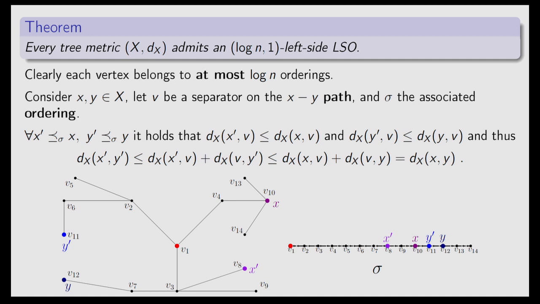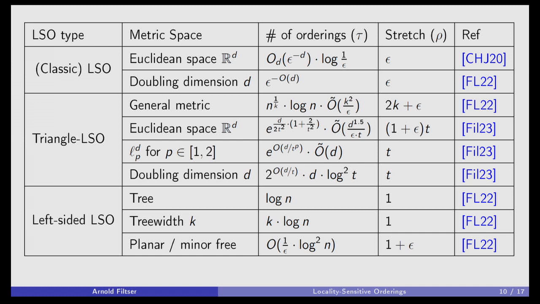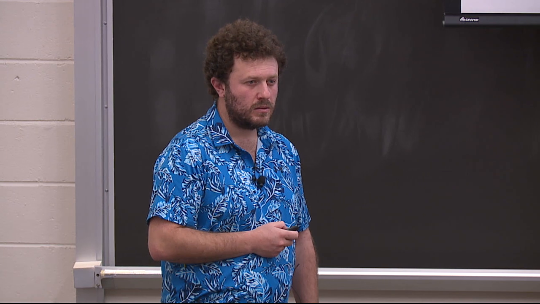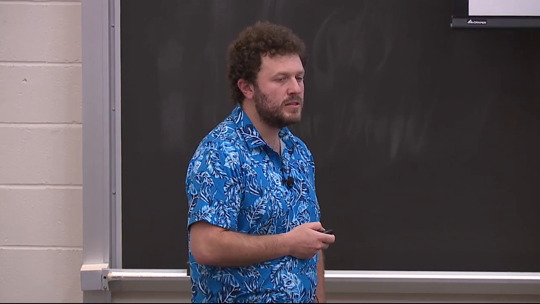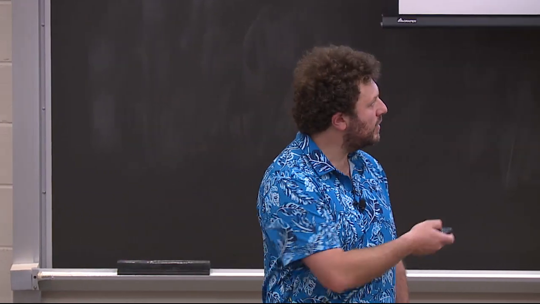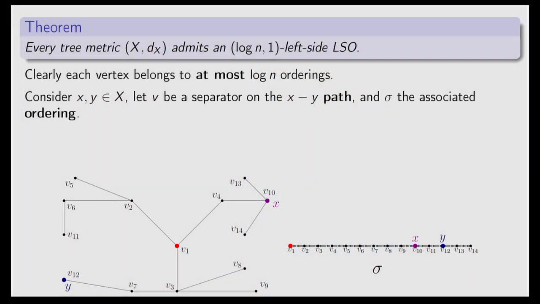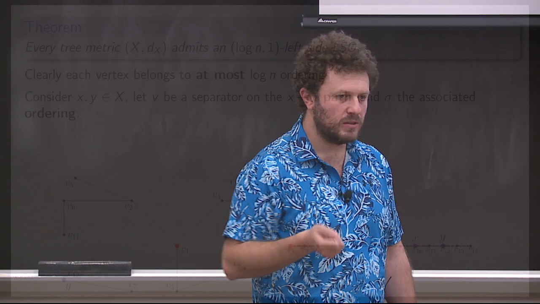Okay, so this was the construction for trees, and we get somewhat similar constructions for planar graphs, minor free, treewidth, and so on, where the number of orderings is linear in 1 over epsilon, and we have this log squared n here. This is the number of times that the vertex belongs to an ordering. So in this construction, you can see the number of orderings probably will be linear. But usually what's important is the number of appearances, at least for applications.